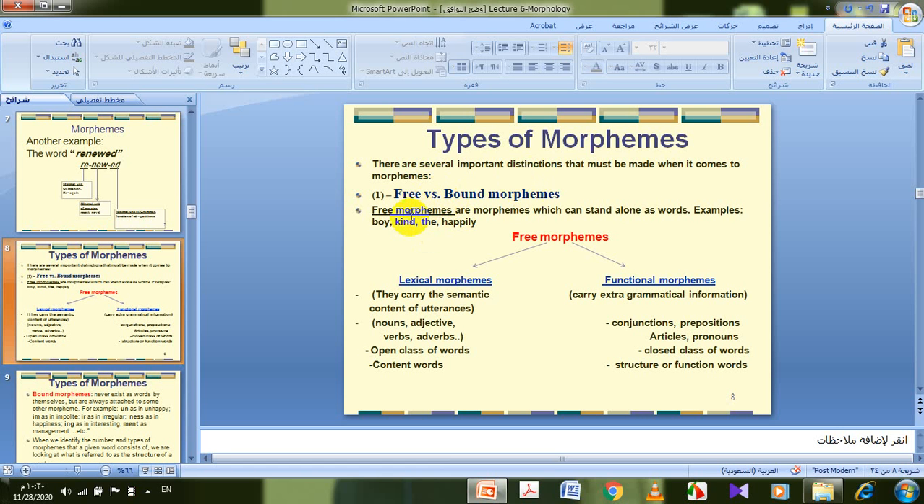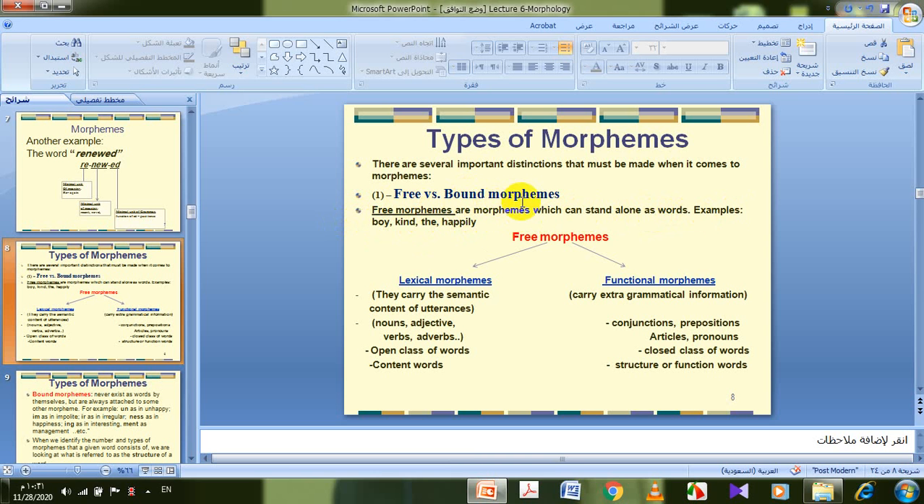Free morphemes are morphemes which can stand alone as words, whether they are adverbs, adjectives, nouns. Examples: boy, kind, the, articles, happily. So we have different words actually. They can stand alone. This is a free morpheme.